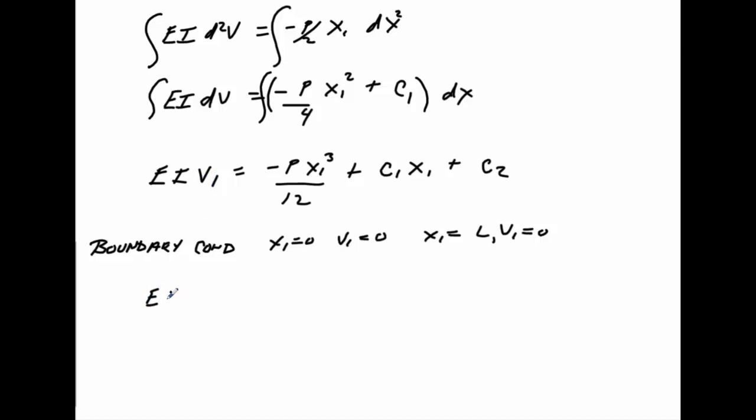Here I have E times I times 0 equal to minus P, put my 0 in, cubed over 12 plus C1 times 0 plus C2. Now look what happens here. You have zeros, you have zeros, you have zeros. So C2 must equal 0.